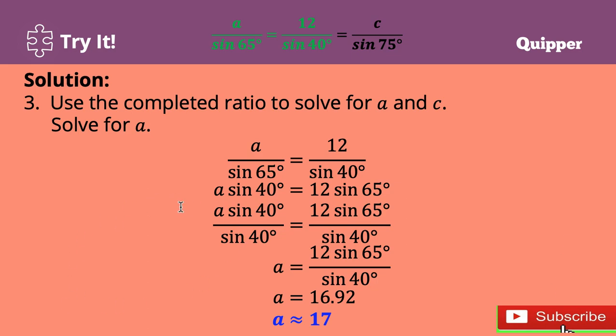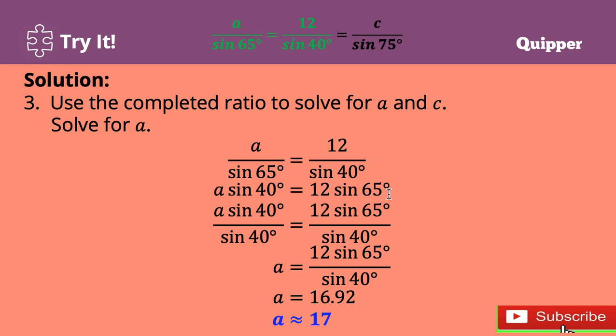Third is we are going to use the completed ratio to solve for a and c. So we will first solve for side a using these two ratios here since we only have one missing variable, that is side a. Now, a over sine 65 degrees is equal to 12 over sine 40 degrees. Now, applying the cross product property, or the cross multiplication, we have a times sine 40 degrees, that's a sine 40 degrees, equals 12 times sine 65 degrees, that's 12 sine 65 degrees.